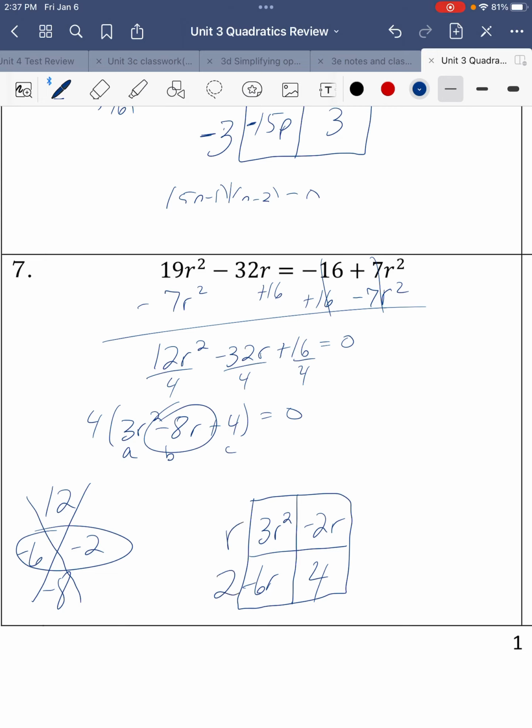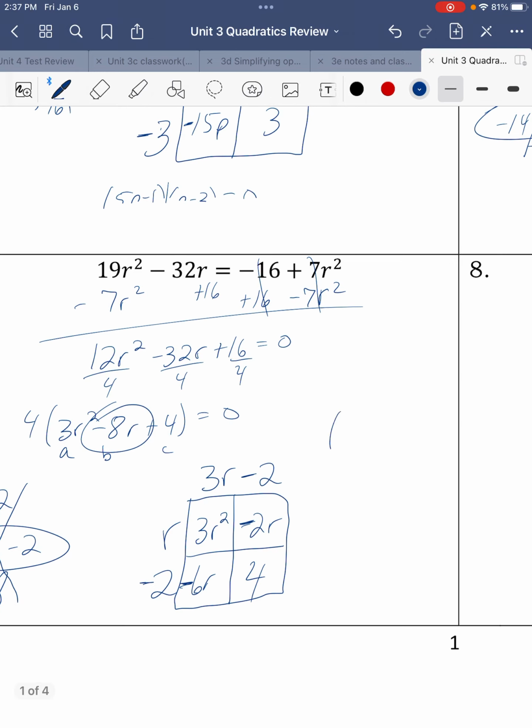The bottom row, the greatest common factor is 2. Top row is r. Last column is 2. First column is 3r. It's a negative 2r, so minus 2. It's a negative 6, so minus 2. We have 3r minus 2 as a factor, and r minus 2 as a factor. Set them both equal to 0 and solve. So we add 2, divide by 3, you get 2/3. And add 2, you get 2.